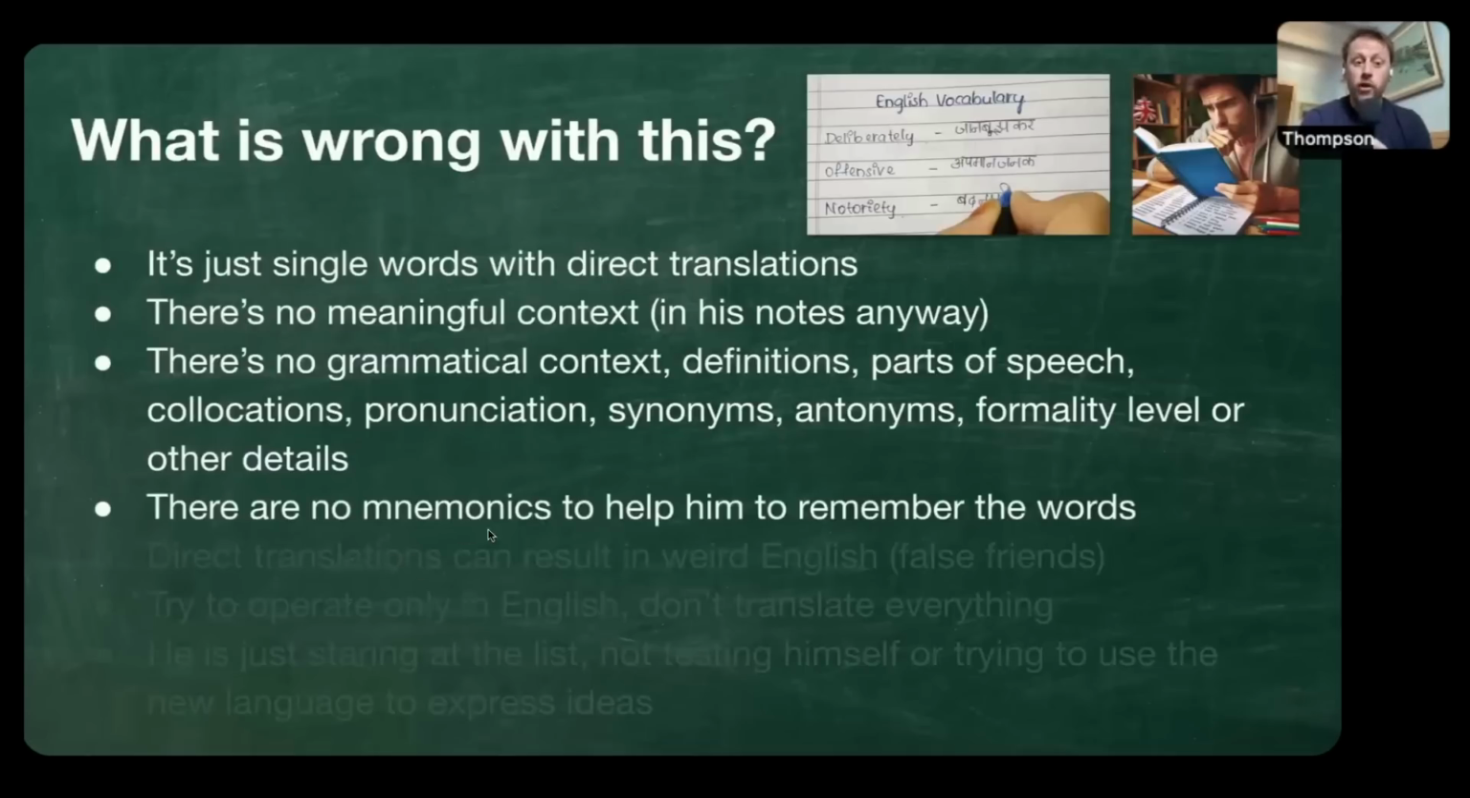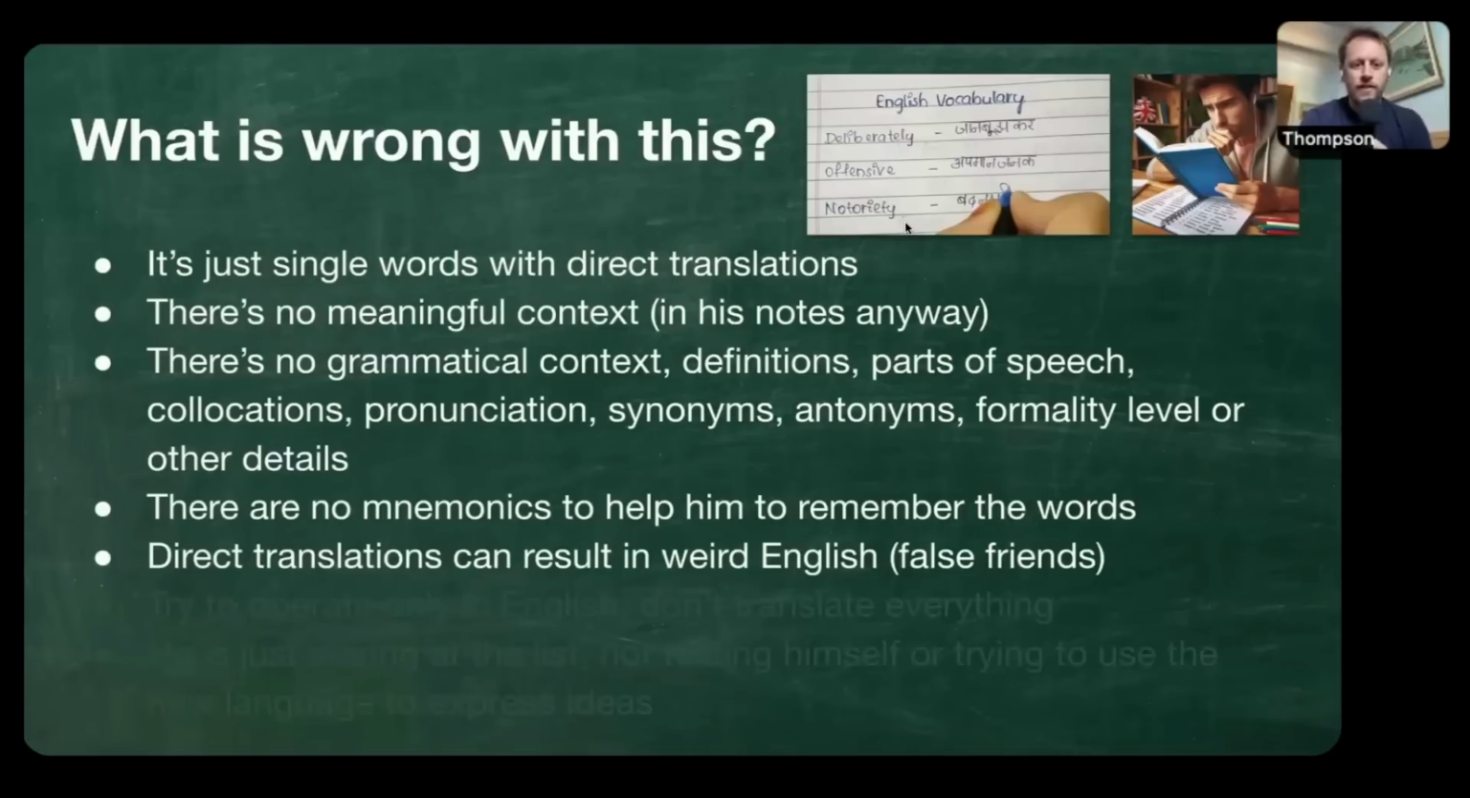There are no mnemonics to help him remember the words. I think it was Thomas, you mentioned Darren Brown. He's a mentalist, a sort of a kind of hypnotist, and he, in one of his books, has written a lot about mnemonics. But these are little memory tools, little tricks that we can use to help us remember things, and they can be very useful for learning vocabulary, as we'll see in a moment.